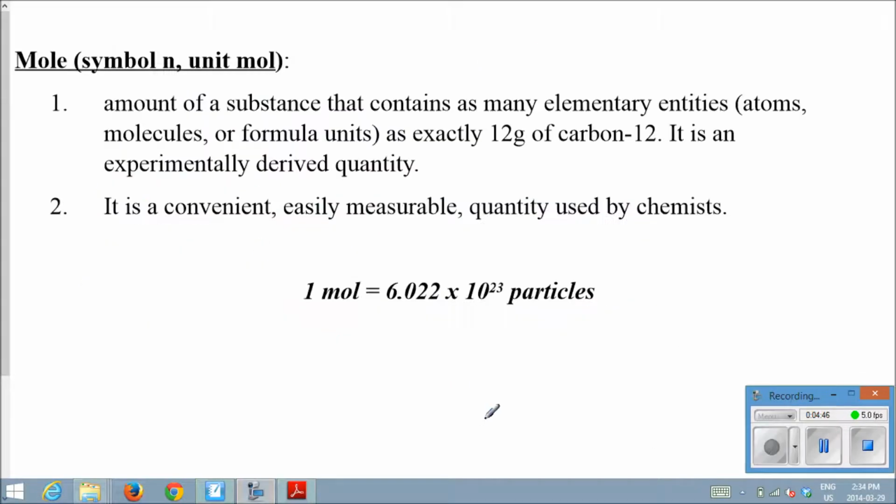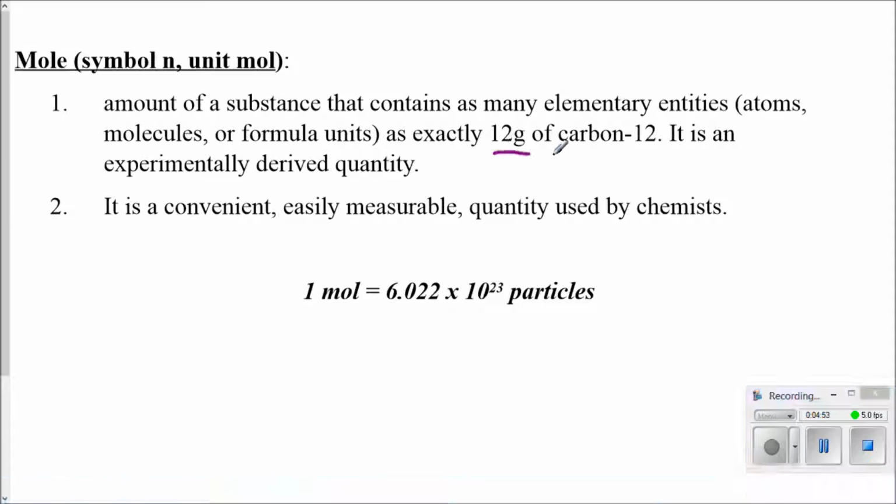Okay, so quickly just pause this and you're going to actually write this down. This is the actual definition of a mole, okay? And a mole is actually equal to 12 grams of carbon. In our next video, we'll discuss the significance of this, but it's an experimentally derived value, 6.022 times 10 to the 23. It comes from experiments, and it's an easy way for us to measure things.